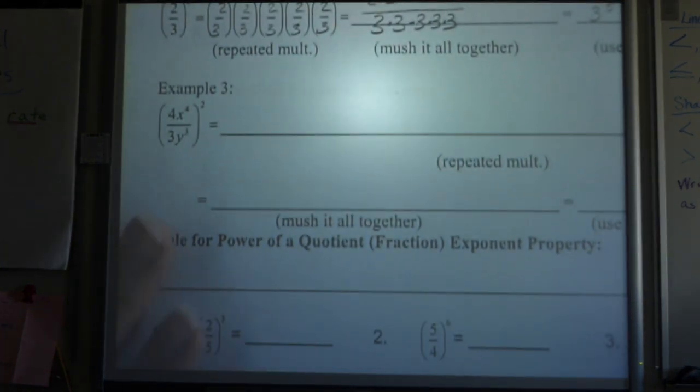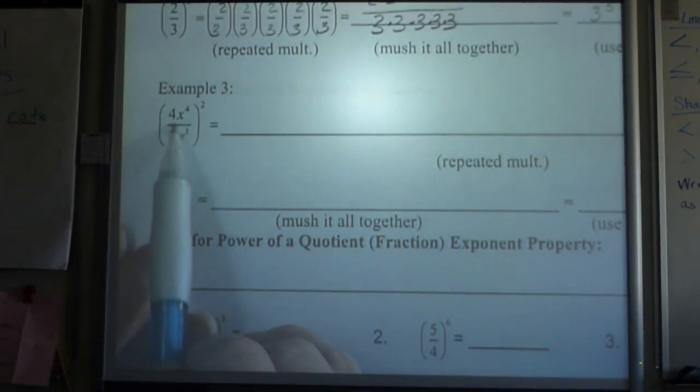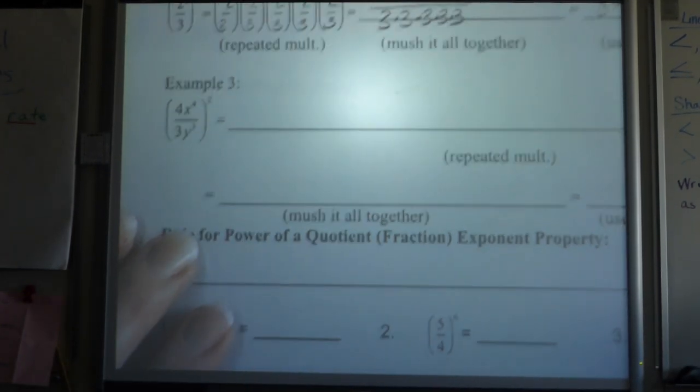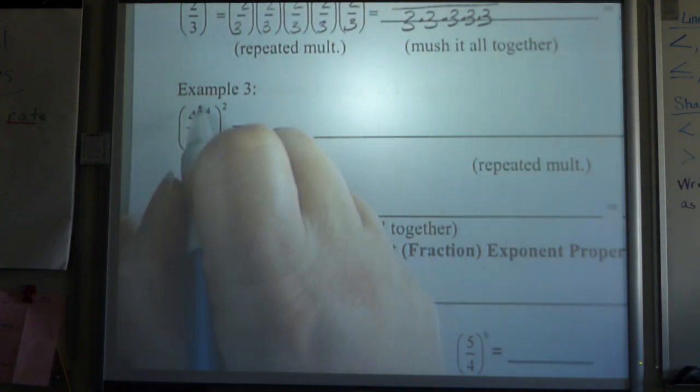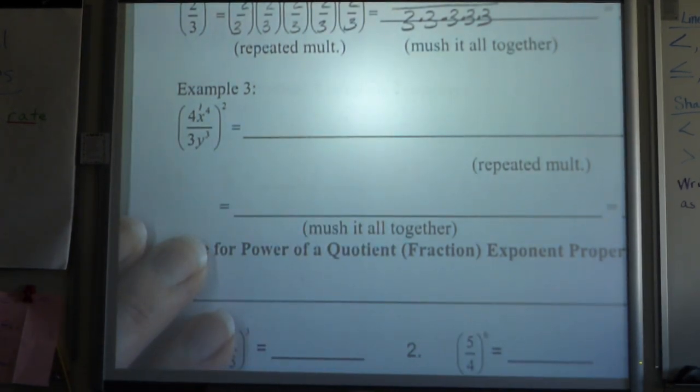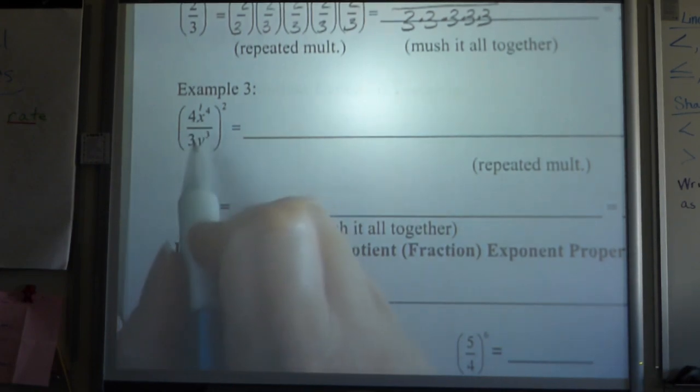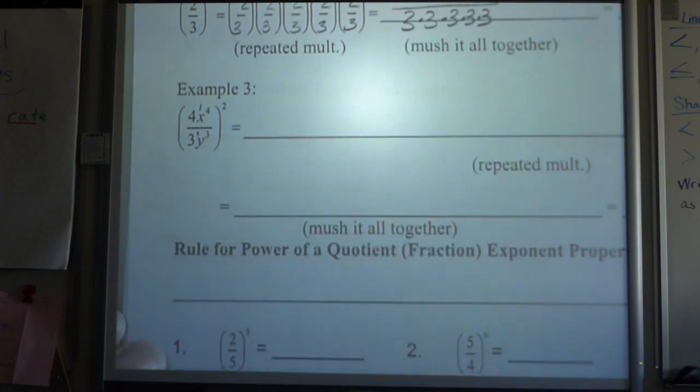All right, then let's put these together. Let's have numbers and variables both raised to a power. And please don't forget, what's the power on this 4? When there is no power written, we know it's a power of 1. So this is 4 to the 1st power, x to the 4th power, over 3 to the 1st power, y to the 3rd.